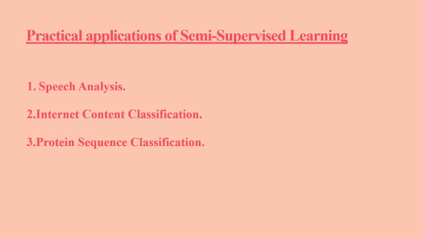Even the Google search algorithm uses a variant of semi-supervised learning to rank the relevance of a web page for a given query. The third application is protein sequence classification. Since DNA strands are typically very large in size, the rise of semi-supervised learning has been imminent in this field. So, these are some of the concepts of semi-supervised learning.